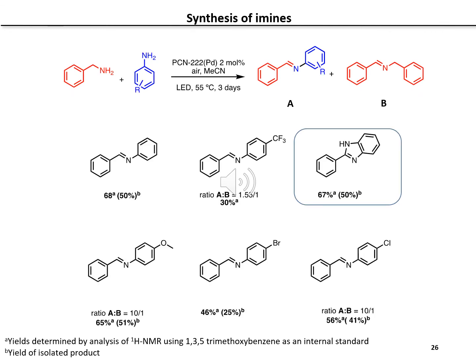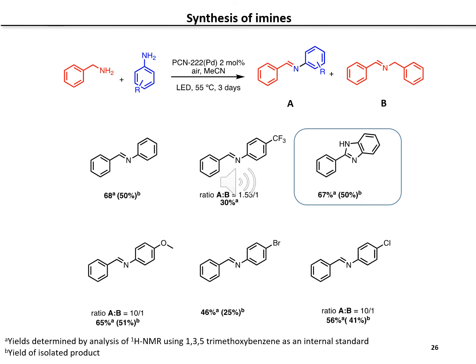In parallel, we work by adding substituents on the aniline for this reaction, and even if the yield was moderate to good depending on the substituent, we obtain in all cases full conversion of the starting material. With the methoxy, the trifluoromethyl group and the chloro, we obtain a ratio of 10:1 to 1.5:1. But in the case of the compound at the top right, the ortho-phenylenediamine, we obtain the benzimidazole and we observe only the benzimidazole.